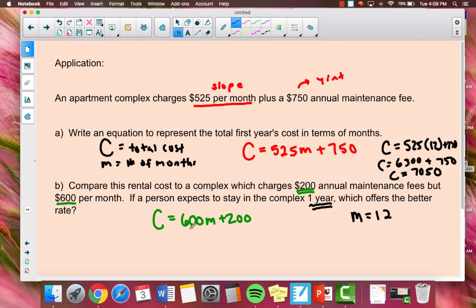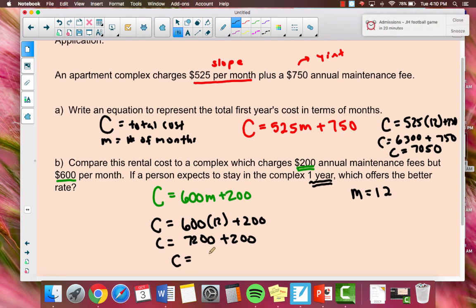In this other apartment complex, if I do the same thing, I'd say C equals 600 times the 12 months plus the $200 maintenance fee. So 600 times 12, that's $7,200 plus the $200 fee. So if I add those together, I get that the total cost for this year is $7,400. So which one has the better deal? Well, the apartment complex number 1. So which one has a better rate? Apartment complex number 1, because it's going to be cheaper in a year.